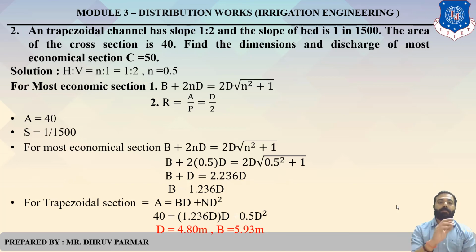Otherwise, the direct method is like this. We know that for the most economical section, R equals D by 2. Okay, but this is a lengthy process, so you can choose this method to solve that particular example. Then whenever the dimensions are found in a non-alluvial channel, what is the formula of discharge? Discharge Q equals AV.